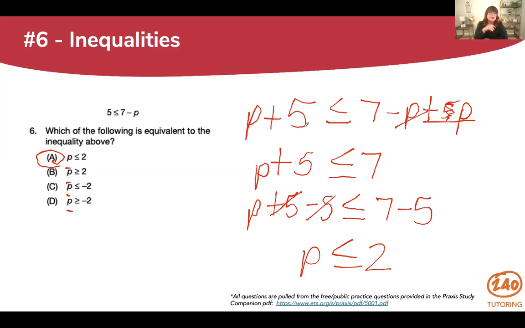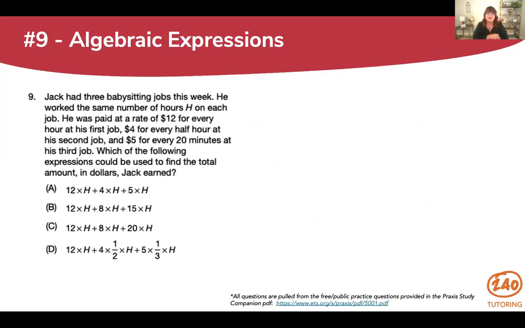All right. So hopefully that helps you with this. Just think about balancing that equation, because basically what they did was they found what is p. So we're going to find what is p. Pretty simple once you get going. Okay. Let's look at number 9.